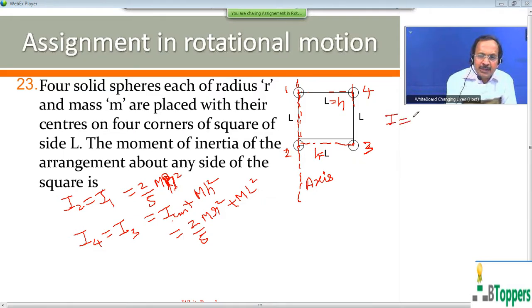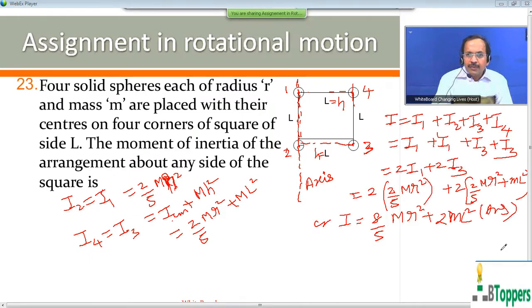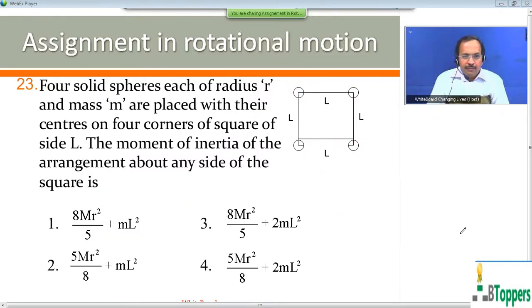So the total moment of inertia of the system of the four spheres will be equal to the sum of the moments of inertia of the individual spheres. So you can substitute here I2 equal to I1 and I4 equal to I3. So I can be equal to I1 plus 2 I3. I can substitute the values of I1 and I3 and simplify. You'll get this answer. If you want to copy the solution of the problem, you can take a pause and copy it. So for question number 23, the third option is the answer.